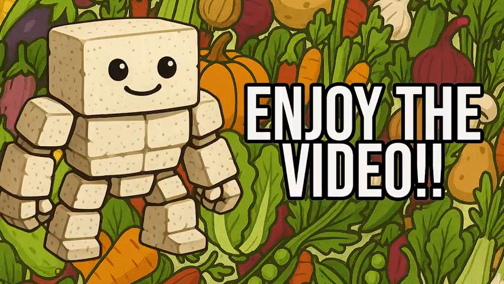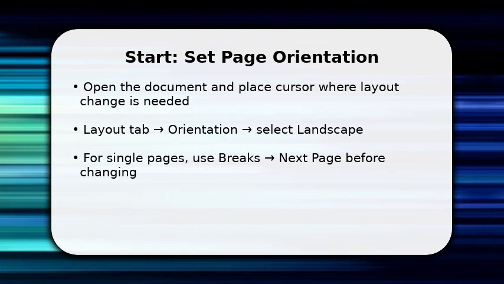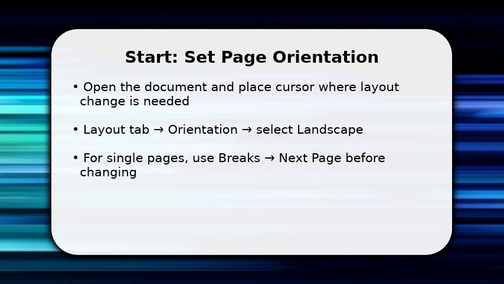Please enjoy the video. You begin by positioning the cursor where the landscape should start. This ensures only the desired pages change. Once positioned, open the Layout tab and choose Orientation, then Landscape. If you only want one section in Landscape, insert a Next Page section break first.